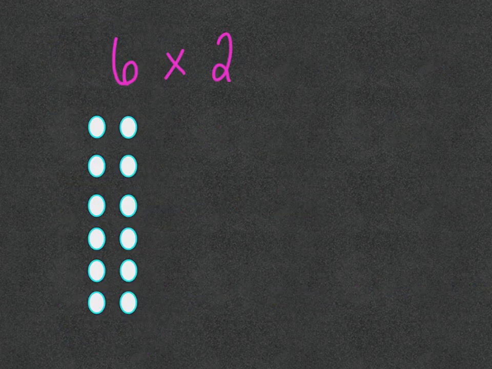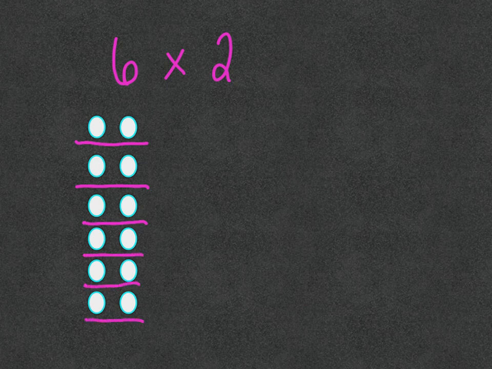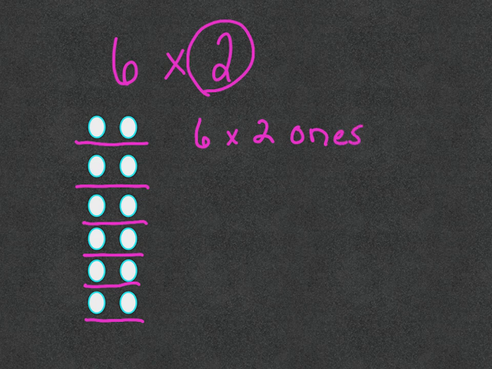Next problem we have is 6 times 2. Again, knowing your facts is very important for this unit because we're going to be multiplying and dividing this whole unit 3. So you got to know your basic facts. Okay, so here we have 6 rows. 1, 2, 3, 4, 5, 6. We have 6 rows of 2. 6 groups of 2. So another way of saying this would be 6 groups of 2 ones would give us 12 ones. But in standard form, we could just say 12.